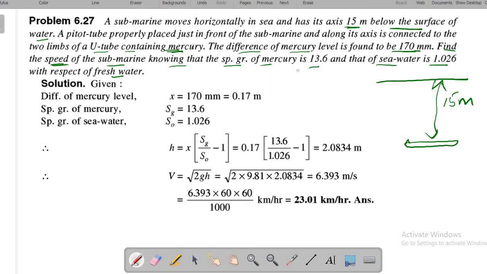Here what they have given, the manometric reading is given, that is the x value, specific gravity of the mercury, specific gravity of the sea water is given. Only this much is required for us to know h.